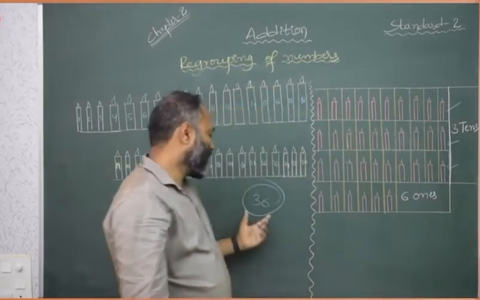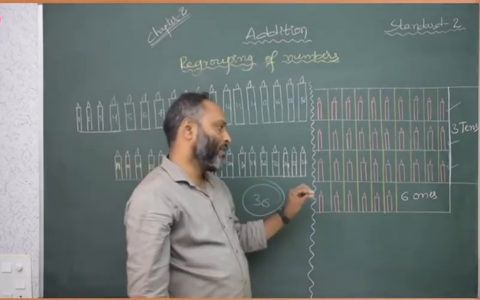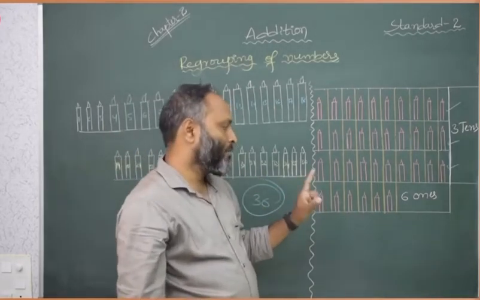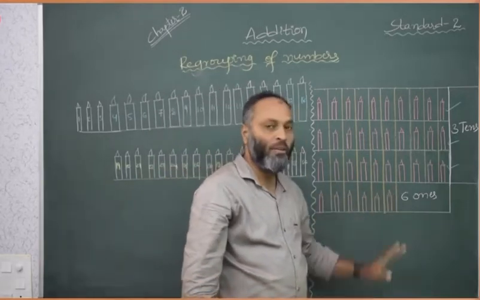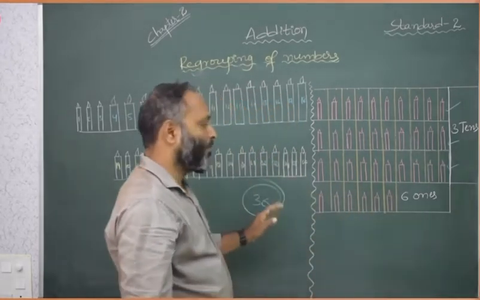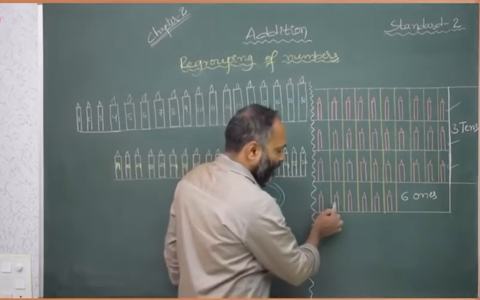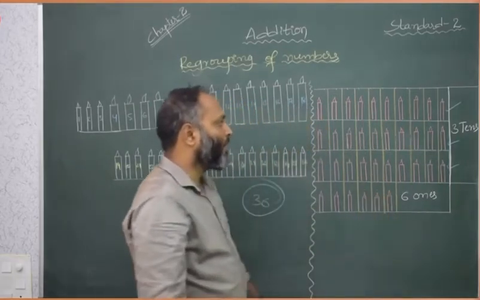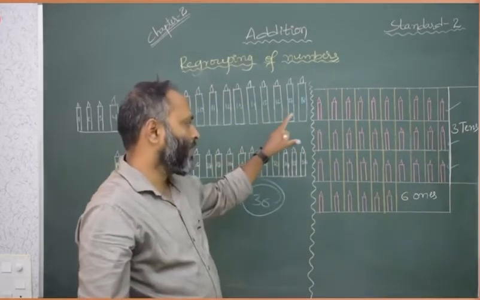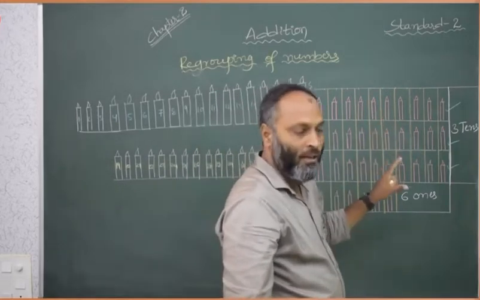Then total 36 candles we have. The remaining 6 candles will go in the ones place. Why? Because in the ones place we have a single digit number. So 6 candles will come in the ones place, that we have to keep in the ones place. 1, 2, 3, 4, 5, 6. Total 36. These 36 candles we have to arrange like this in the tens place and in the ones place.